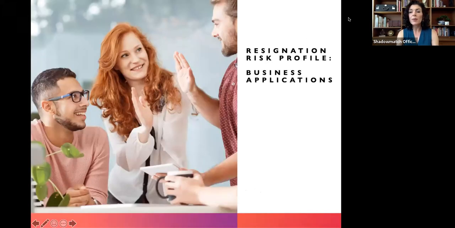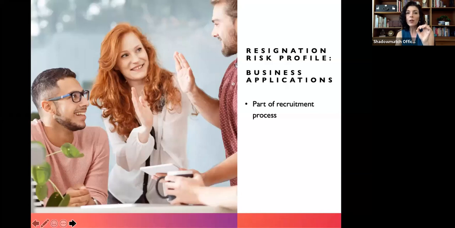Ladies and gentlemen, so what's the business application of the resignation risk profile? The first one is obviously that it informs and it becomes part of my recruitment process. Your resignation risk profile is very important when you start with a recruitment process, because as I said, it helps you to see, will this person have a high propensity towards success if it's a match to the top performers, or is this person's risk to resign higher than the risk of being successful? So I need to make it part of my recruitment process.